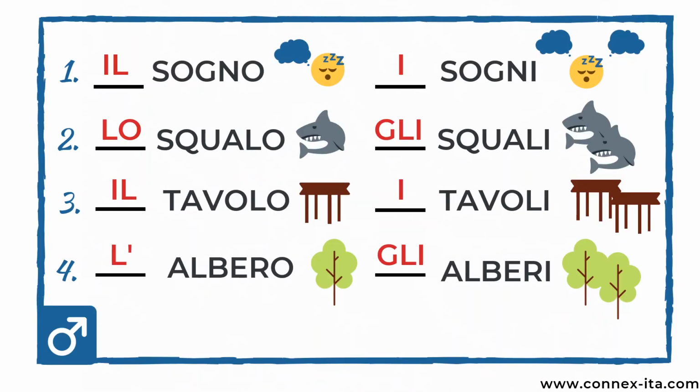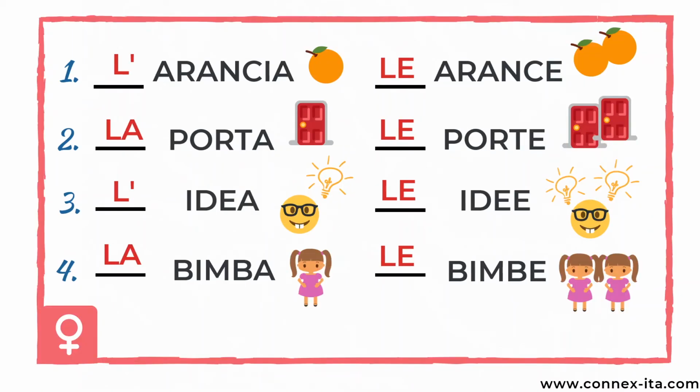Here you are the correct answers. I'll read them while you check. Il sogno, i sogni. Lo squalo, gli squali. Il tavolo, i tavoli. L'albero, gli alberi. L'arancia, le arance. La porta, le porte. L'idea, le idee. La bimba, le bimbe.